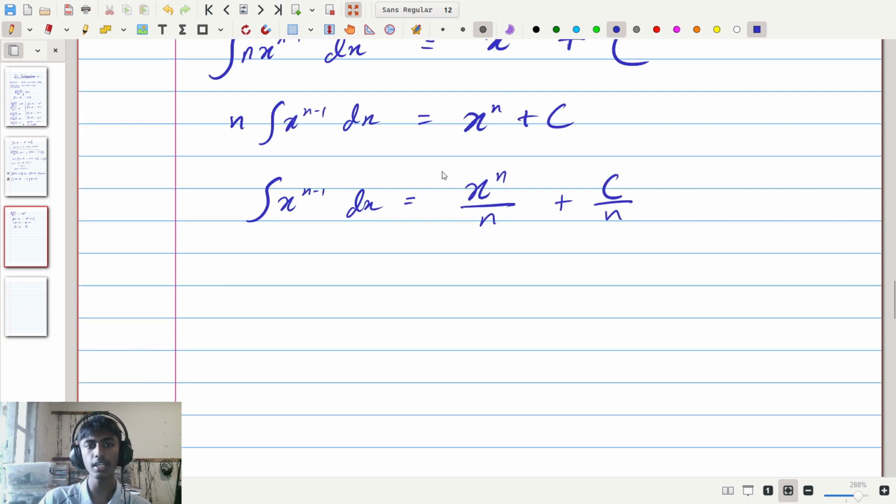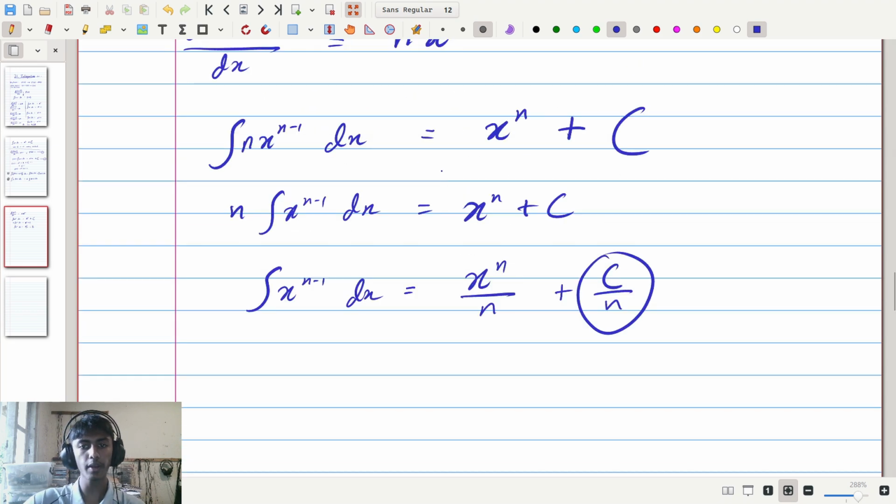Now then, here, since c divided by n is just some other constant, we really don't care and we can actually redefine this as being some other constant. We'll just call it d for now, and we'll say that the integral of x to the power of n minus 1 taken with respect to x is going to be equal to x to the power of n divided by n plus c divided by n.